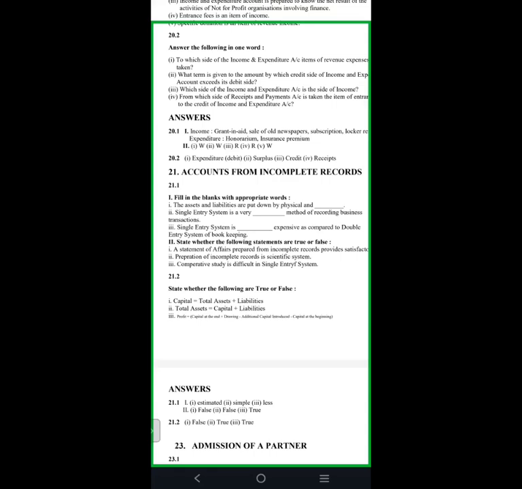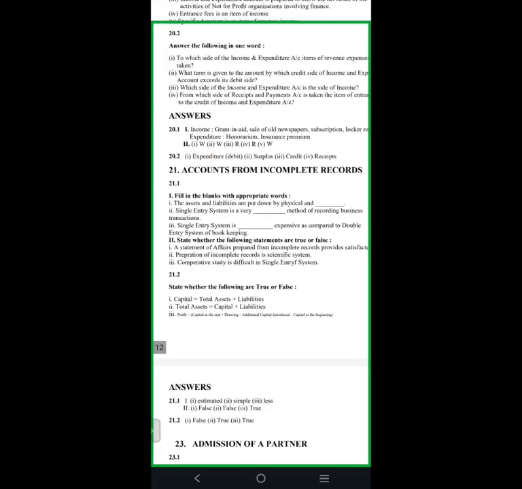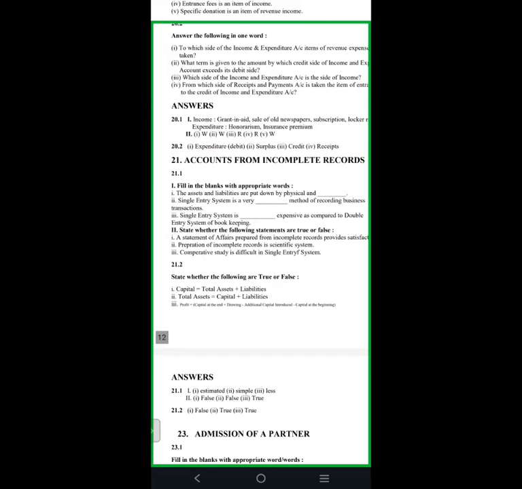State whether the following statement is true or false. A statement of affairs prepared from incomplete records provides satisfactory information. False. Preparing from incomplete records is not a scientific system. That is also false. Comparative study is difficult in single entry system. That is true.